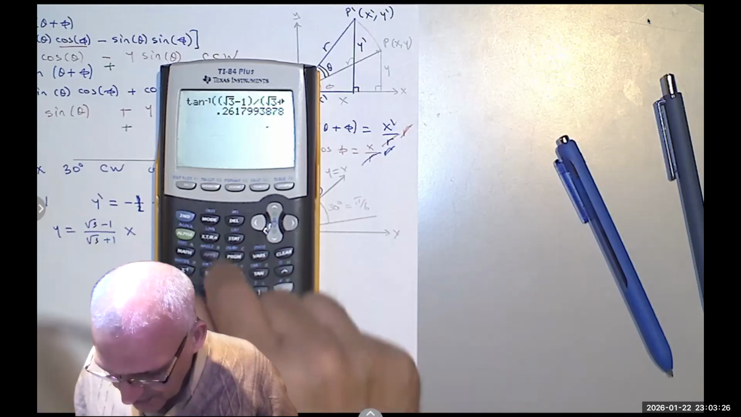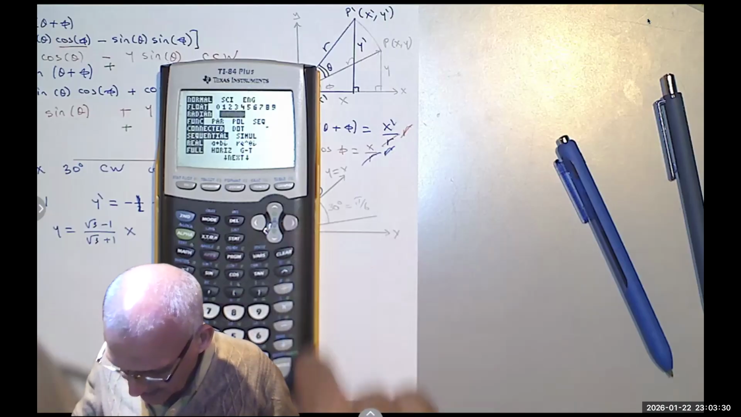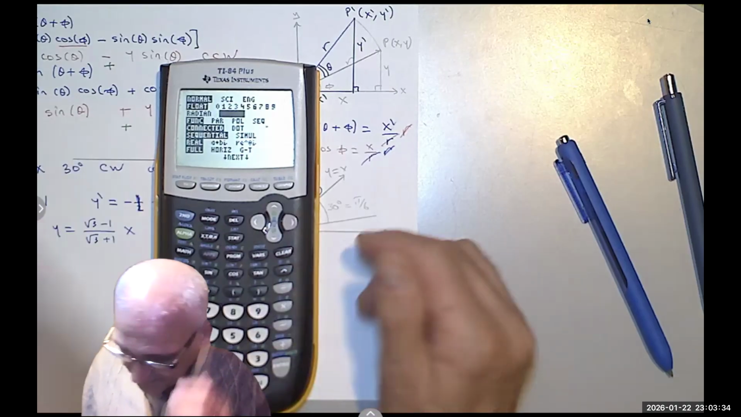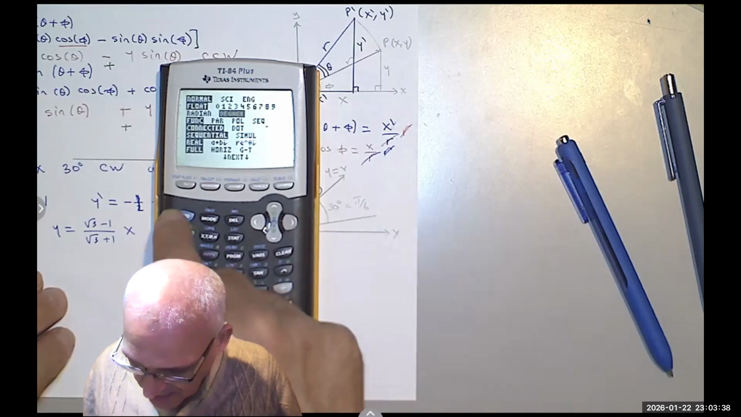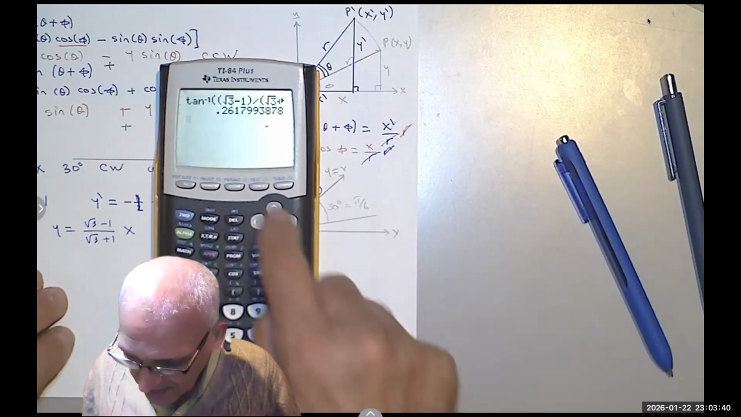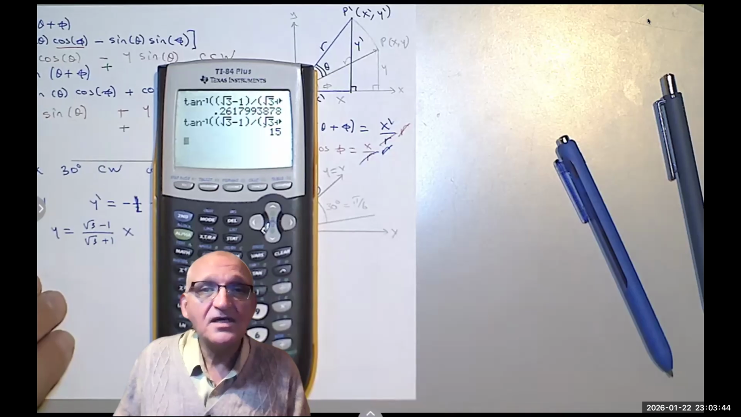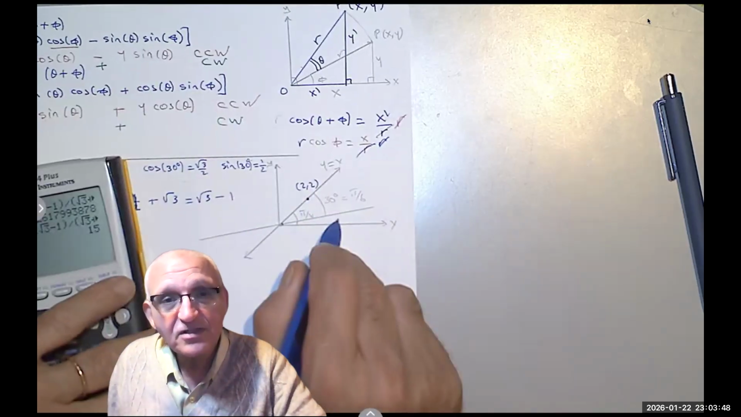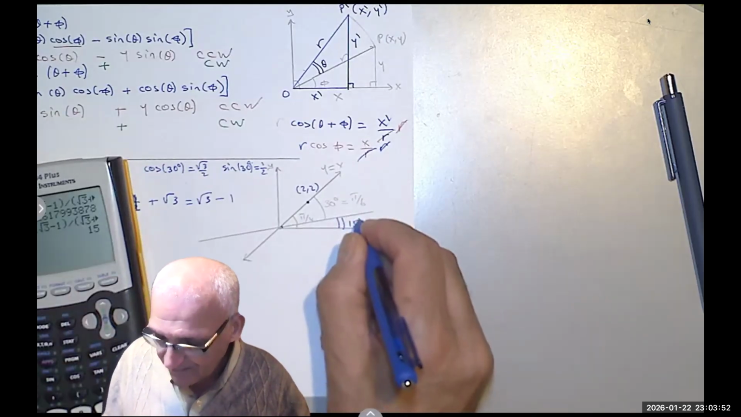Oh, I'm sorry, the mode. Oh, I have radian. I should have checked that. I want to do degrees, so let's make that degree. Let's redo it. Sure enough, 15 degrees. Yes, that was 45, and I turned 30 clockwise, so that leaves us with 15 degrees.